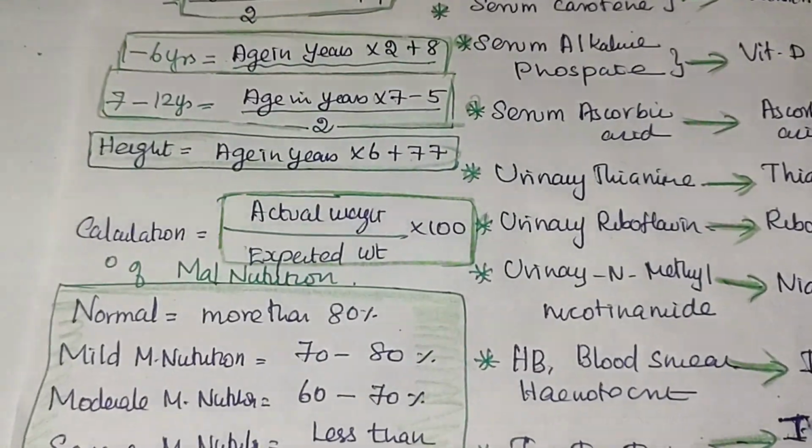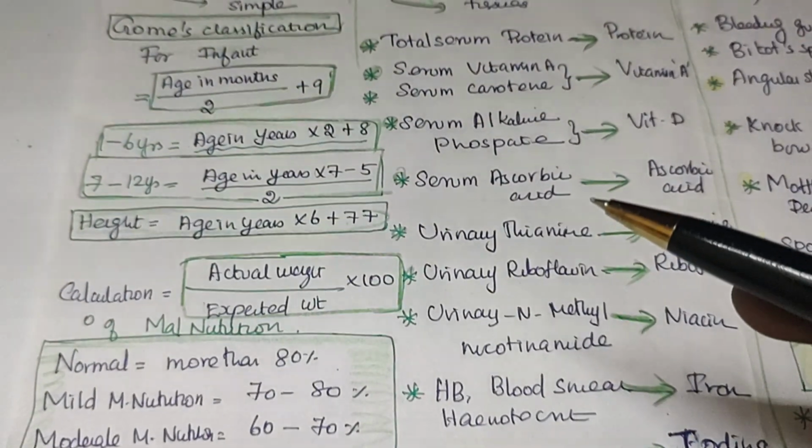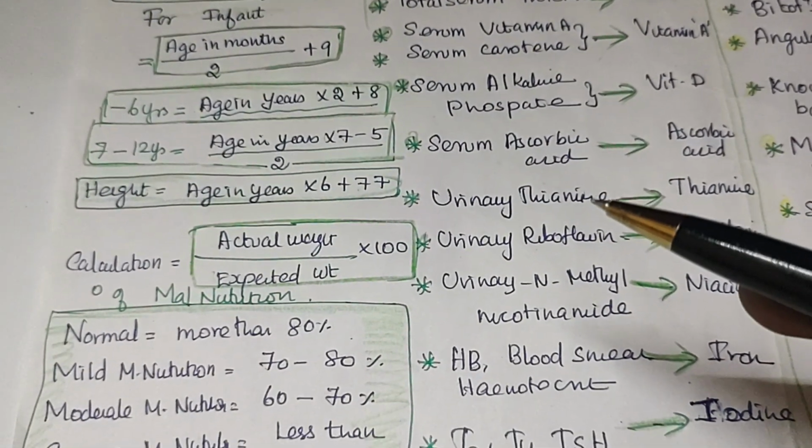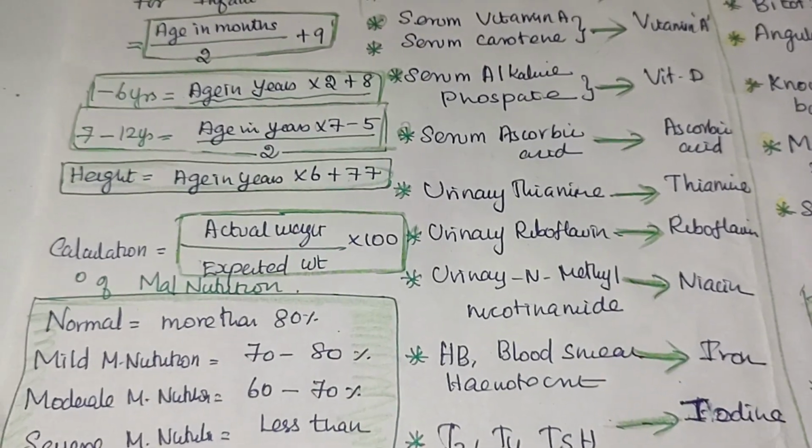So wherever you go in the community, please follow this formula for adults, and for children please follow the Gomez classification, and educate them to assess their own health conditions to prevent the disorder.